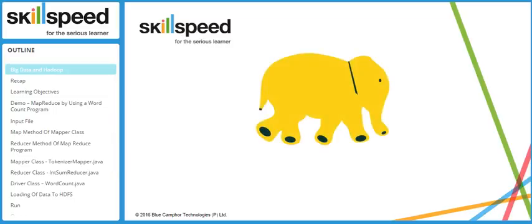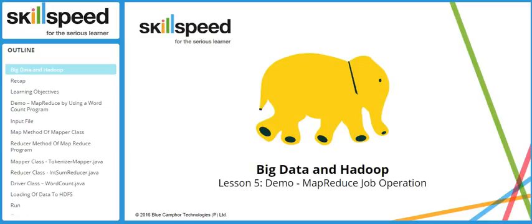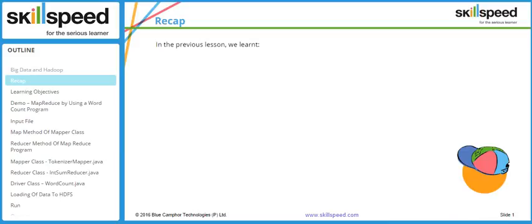Hi. So welcome to lesson number 5, module 4 of the Big Data and Hadoop developer course. In this particular lesson, we'll be having a demo on the MapReduce job operation. Now, before we jump right into the demo session, let's have a quick recap of the previous lesson. In the previous lesson, we learned the concept of mapper and reducer in depth.